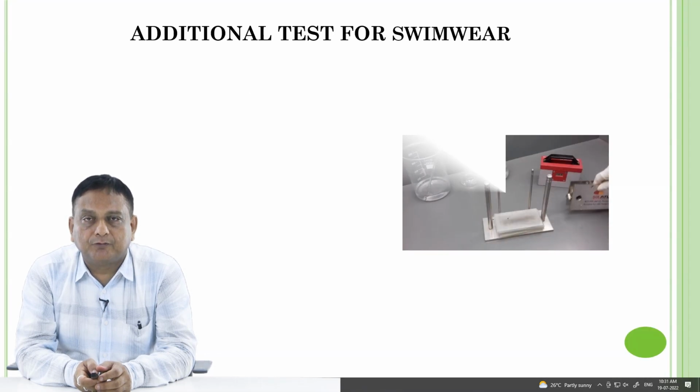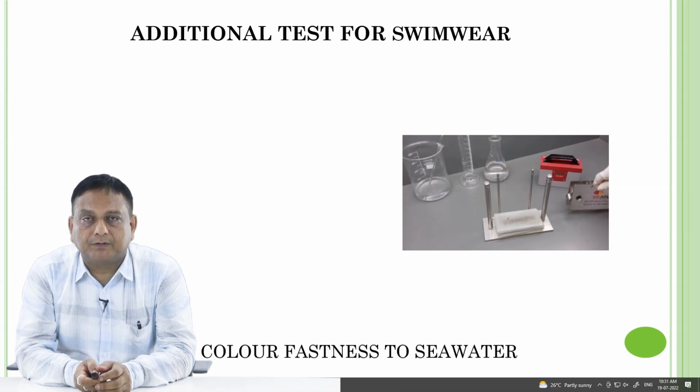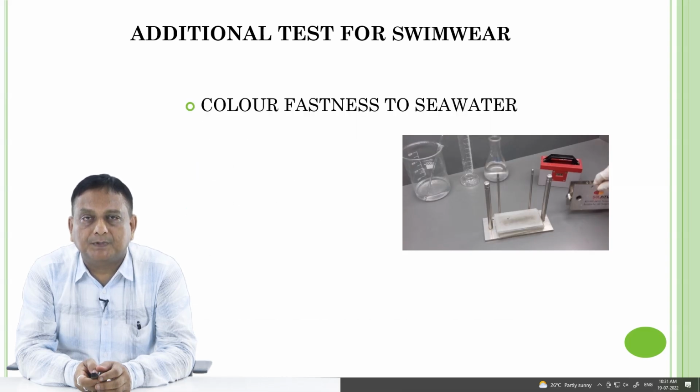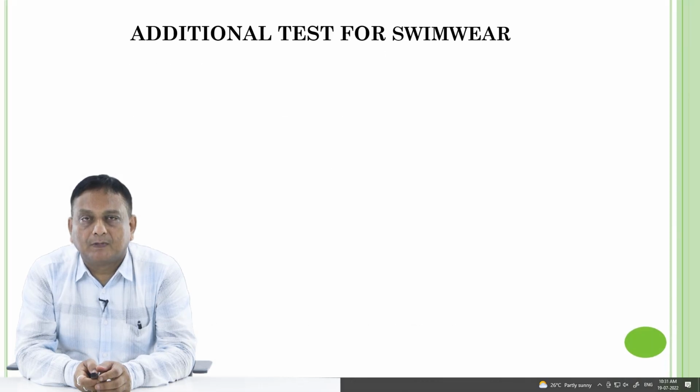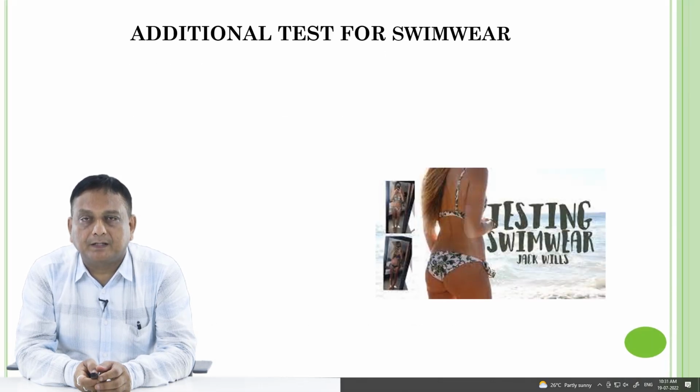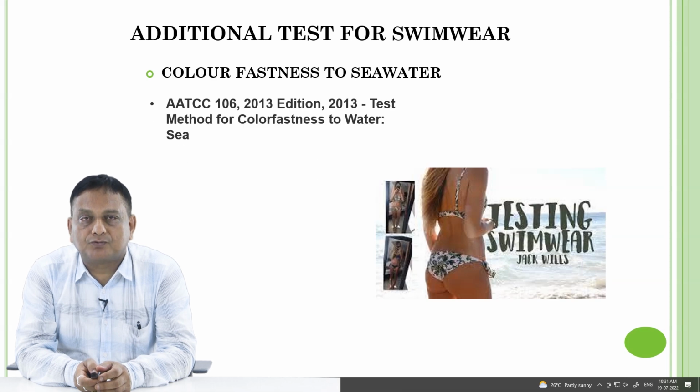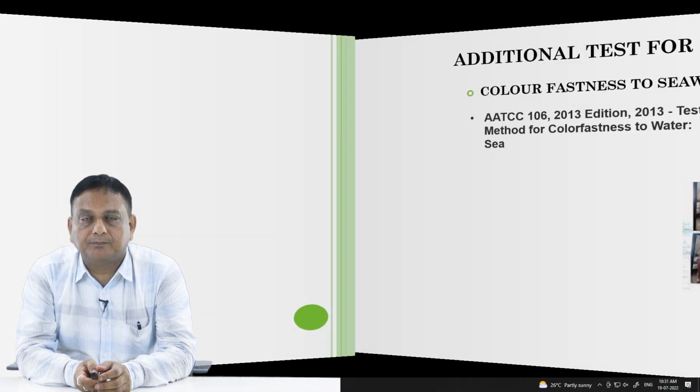Now swimwear, if you take swimwear also, different properties are to be judged. One of them is colorfastness to sea water. Sea water is artificially prepared and then the colorfastness test is done with this solution. Swimwear is tested for different other properties like colorfastness to sea water. AATCC 106 is used for colorfastness to water, for sea water.